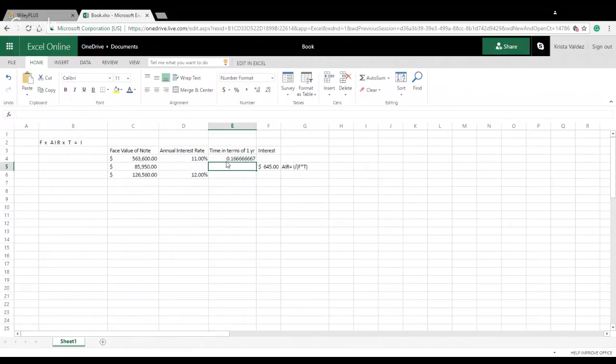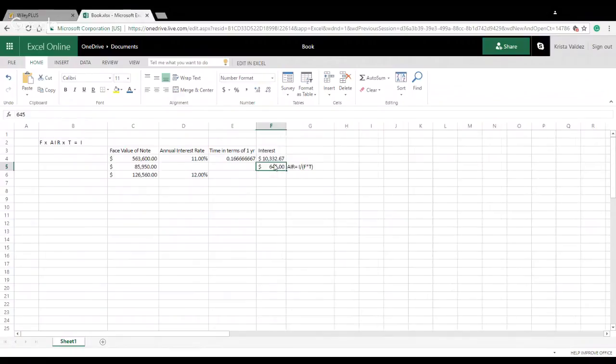And then we can go ahead and use the formula, which will equal the amount of the face value of the note, which is the principal, times the interest rate, times the time in terms of 1 year, going to give you 10,332.67. And we're going to do the bottom one first because it's similar to the top one.